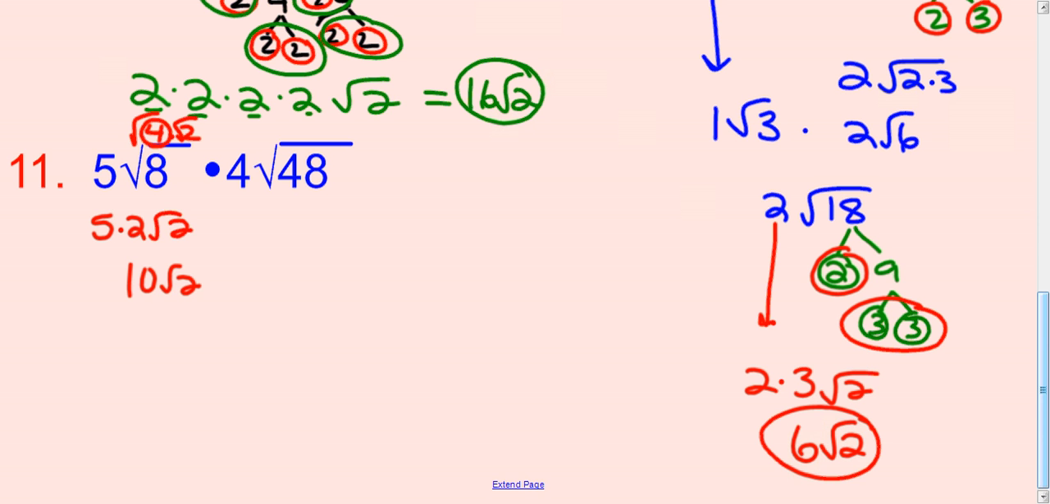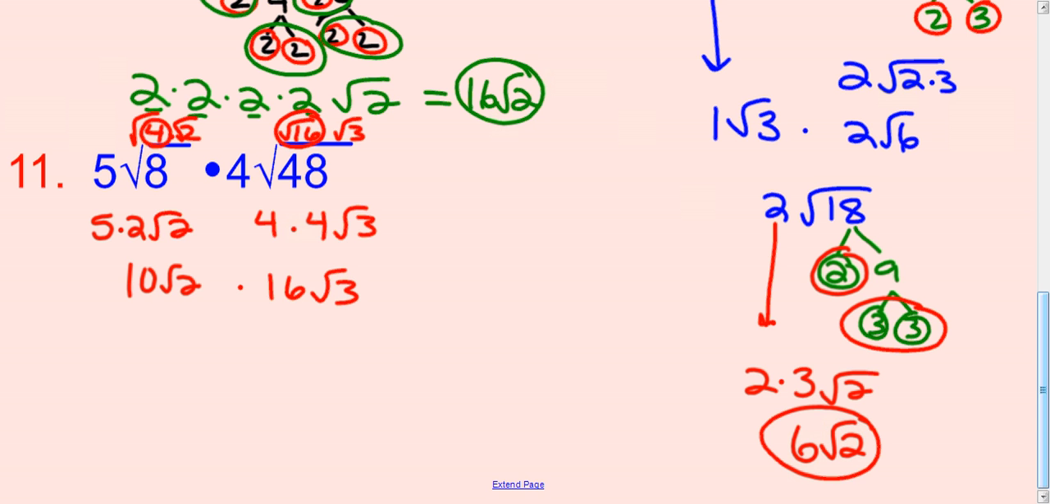Over here, this is a common mistake people make. 48, they'll go, oh, that's divisible by 4, and then that's 4 times 12, which is true, but you need the biggest square root that can go in there. And so 48 is also 16 times 3. So this becomes 4 times the square root of 16 is 4 root 3, which is 16 root 3.